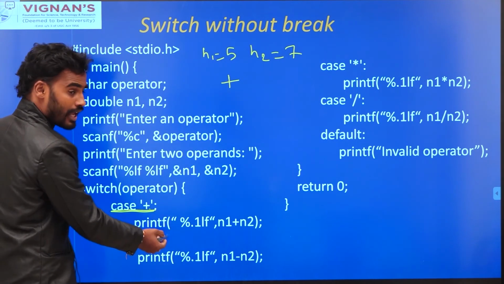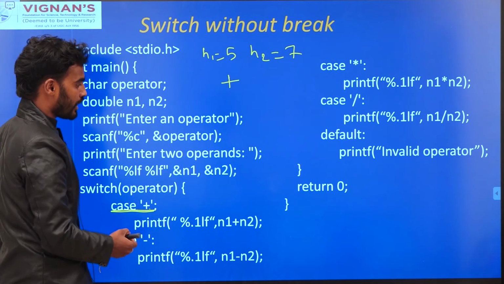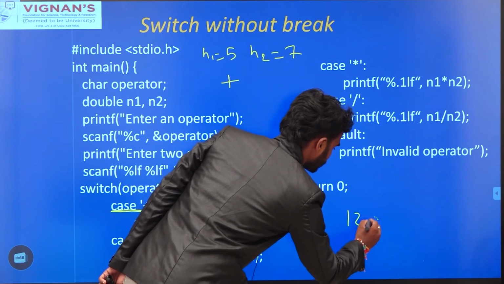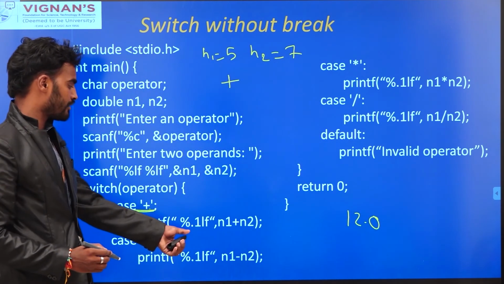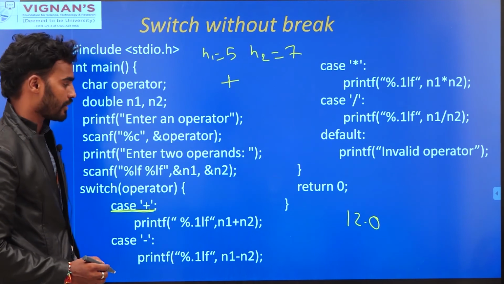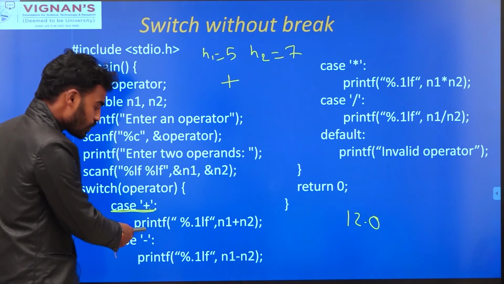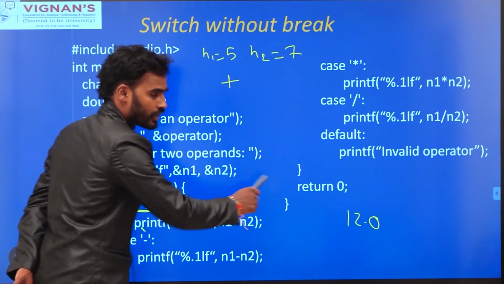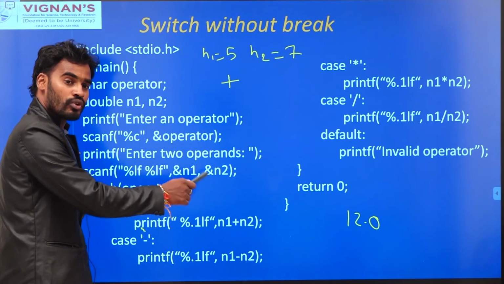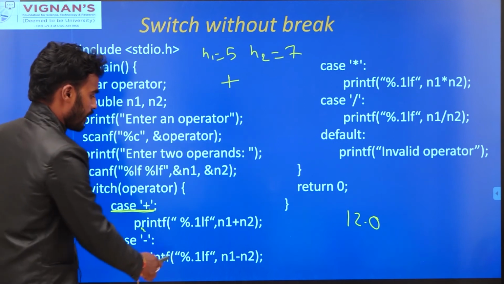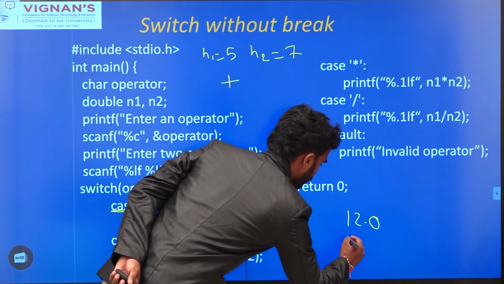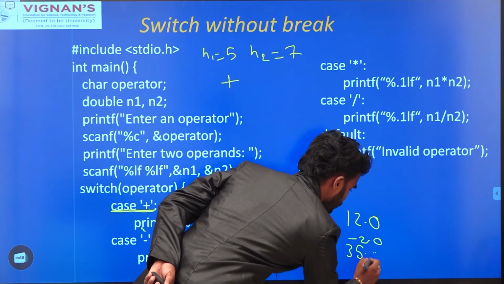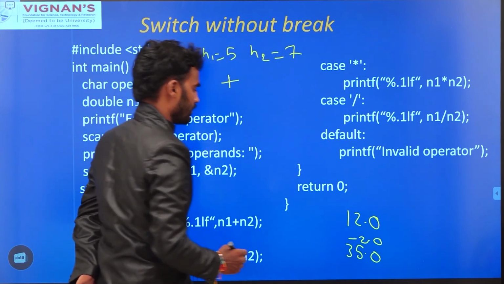The instruction in the first label will be executed, which prints the output as 12.0. Why is it 12.0? Because the format specifier is 0.1 lf, a float format, 12.0. As there is no break statement here, all the remaining labels will also be executed, and the output becomes 5 minus 7, minus 2.0, 5 into 7, 35.0, 5 divided by 7, 0.0.